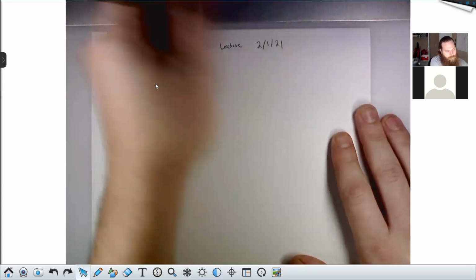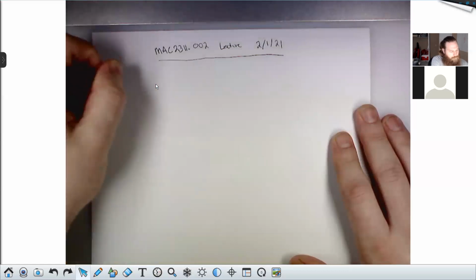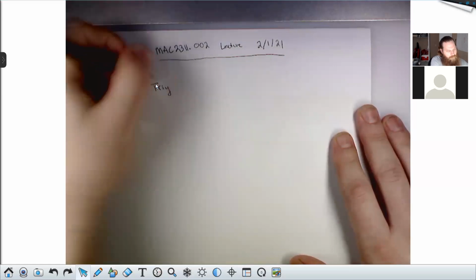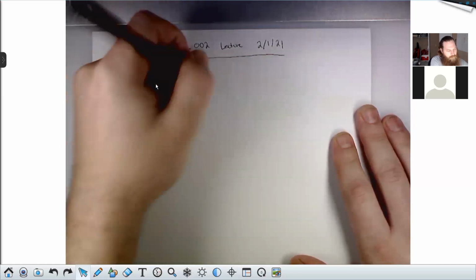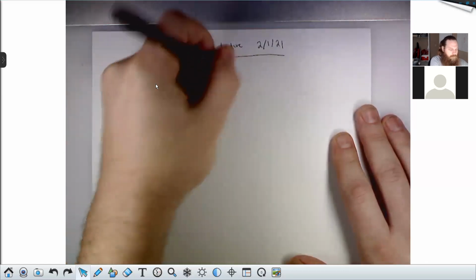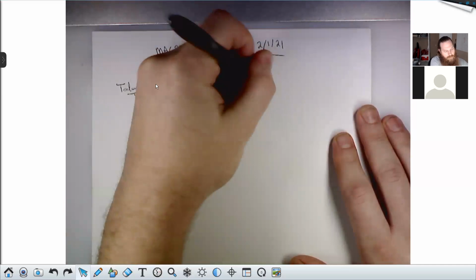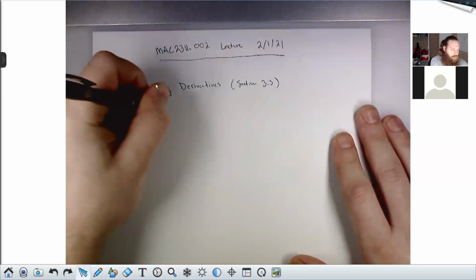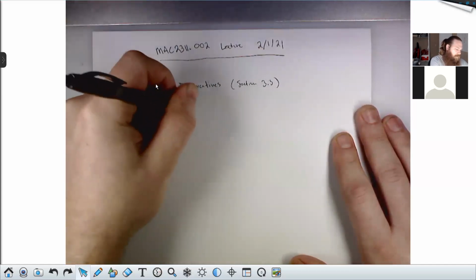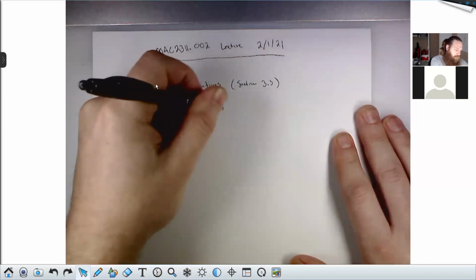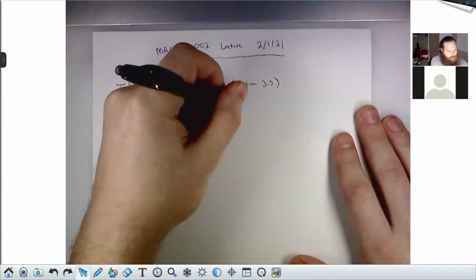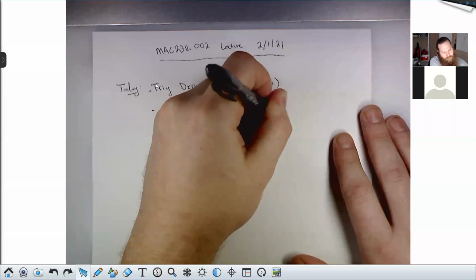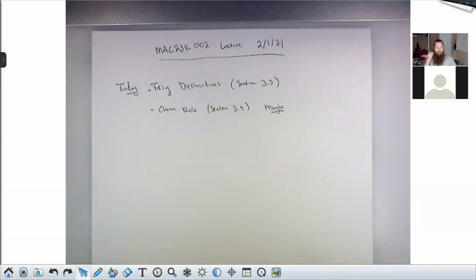Today is the 1st of February, 2021. And today we are talking about trig derivatives, which is section 3.3. And if we happen to get through all of these, then we will talk about the chain rule, which is section 3.4. This one's maybe, if there's time.